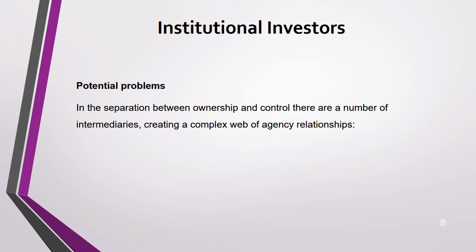Because there are people in between, it is creating a complex web of agency relationships. Earlier, it was very easy. If you hire someone to do your work, you are the principal, he's the agent. It's one-to-one. The relationship is very clear. He's accountable to you. You ask questions. But now, because a middle person comes in between, that agency relationship becomes more difficult, more complex. Can you understand? Just visualize, okay?